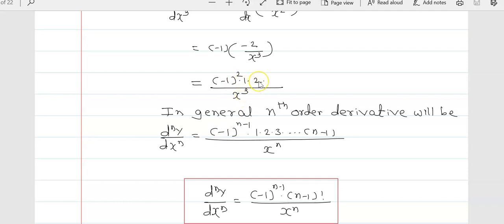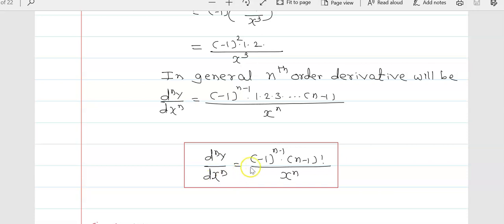It is extended up to 1, 2. When it is a power x raised to n, then it is extended up to 1.2.3 dot dot dot, that is n minus 1. Therefore, minus 1 raised to n minus 1, 1.2.3 up to n minus 1, and this is nothing but the n minus 1 factorial. Therefore, d^n y upon dx raised to n is equals to minus 1 raised to n minus 1 into n minus 1 factorial upon x raised to n.